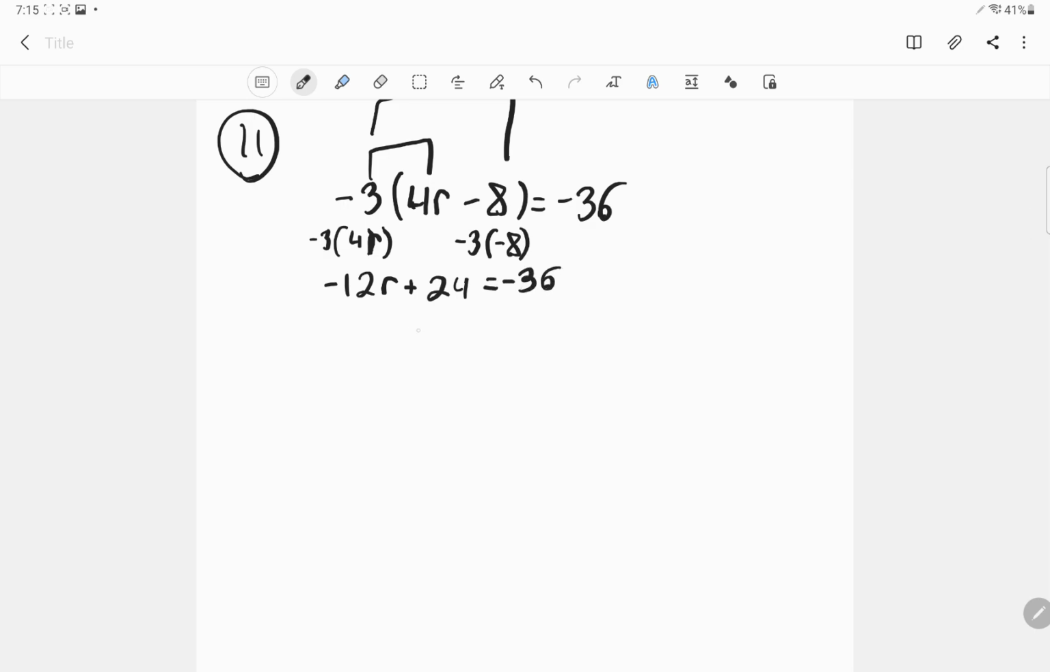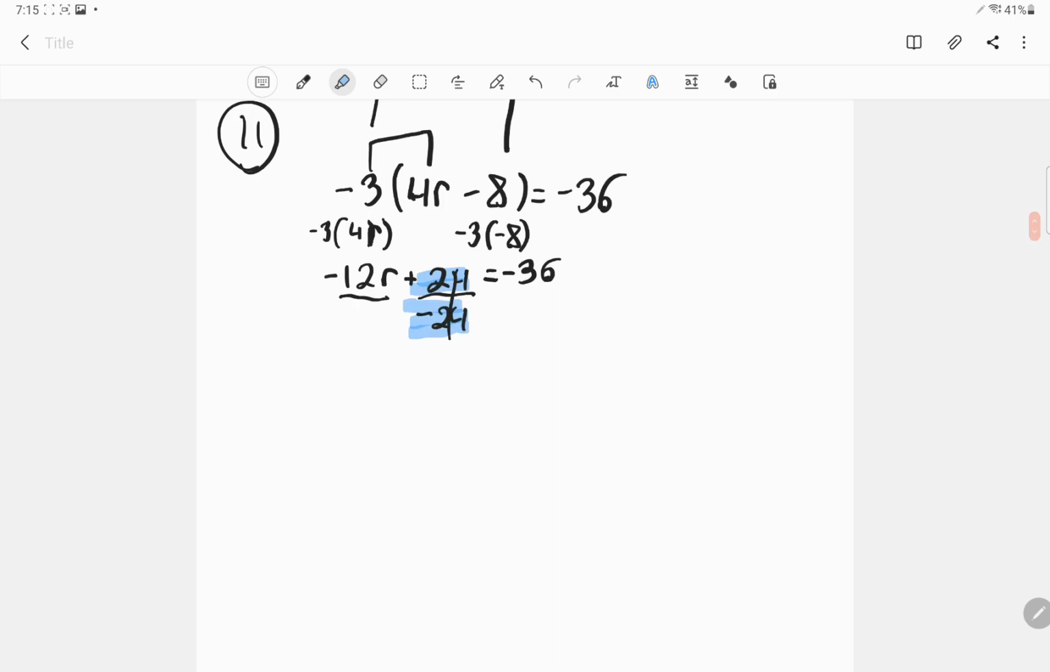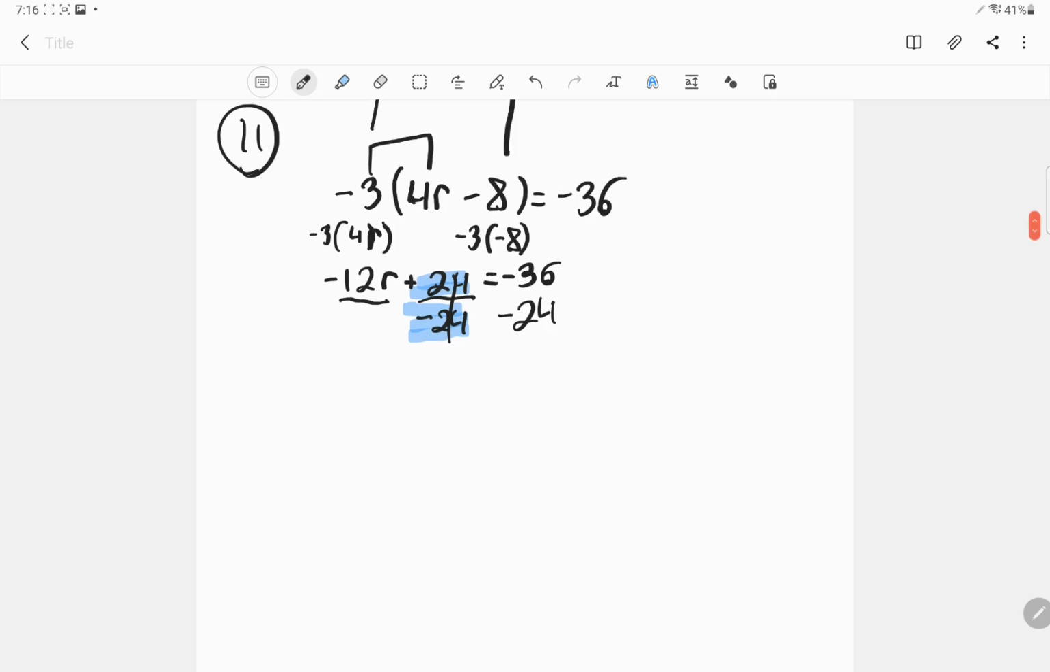Right here, you can see I have negative 12r and 24. What I'm going to do, I'm going to move the one that just has a number on it. So I'm going to do minus 24 because it's the opposite, right? We're doing the opposite. We have 24 over here, then we have negative 24, because those two are opposite of each other. So those two are going to cancel out. But what I do to one side, I have to do to the other. So over here, I'm going to have negative 36 minus 24.